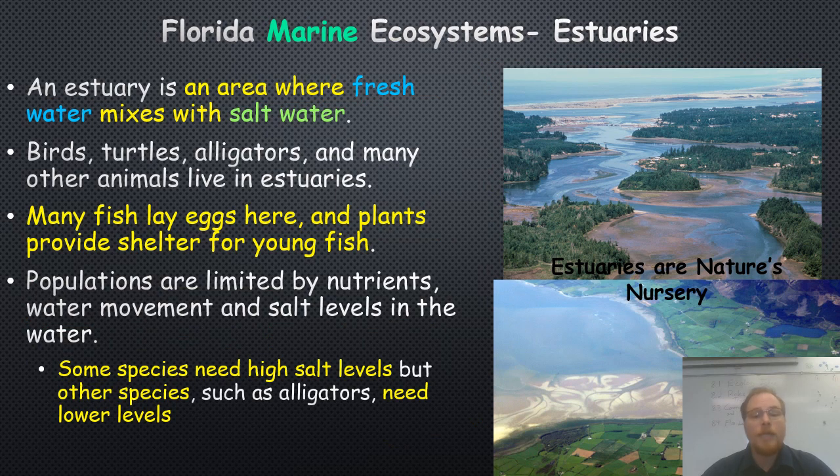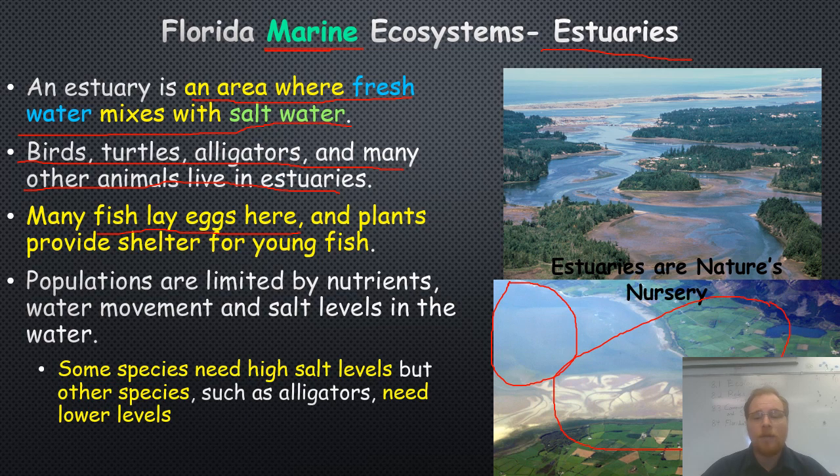Now, the next marine ecosystem we're going to be talking about is estuaries. Estuaries are a lot like wetlands, and in fact, estuaries and wetlands can actually blend together. But an estuary is an area where fresh water mixes with salt water. You usually see these in areas where you have the ocean, and then they mix in with the river that's flowing into the ocean. So you have a mix of fresh and salt water. These are a really important part of the ecosystem because a ton of animals live there. Think birds, turtles, alligators, all live in estuaries, and they all lay their eggs there.